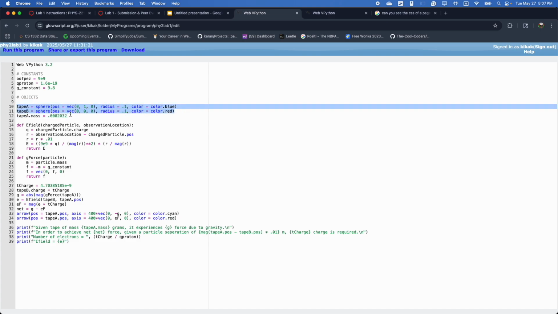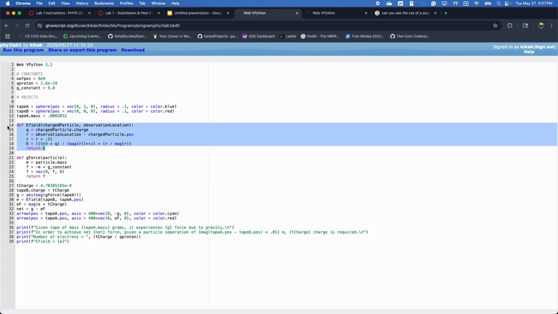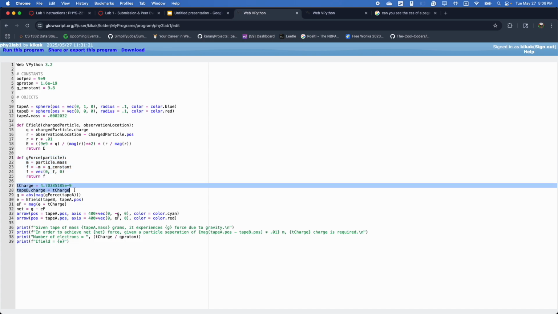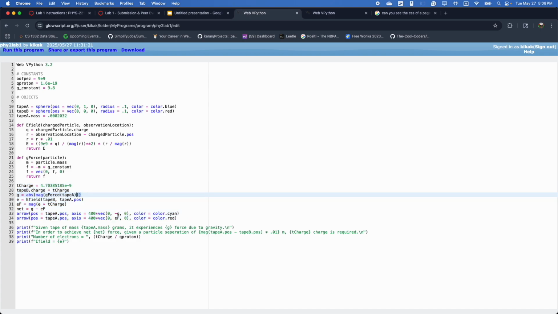This is the creation of the two tapes, and this is establishing the mass of tape A. Here is my function for E field calculation, and here's my function for G-force calculation. This portion of the code represents how I calculated the net force. Here, I take the magnitude of the G-force, and here I am taking the magnitude of the electrical force, and I'm adding them together to get the net force.